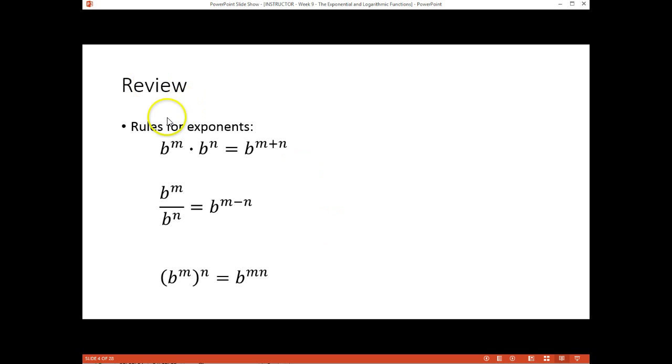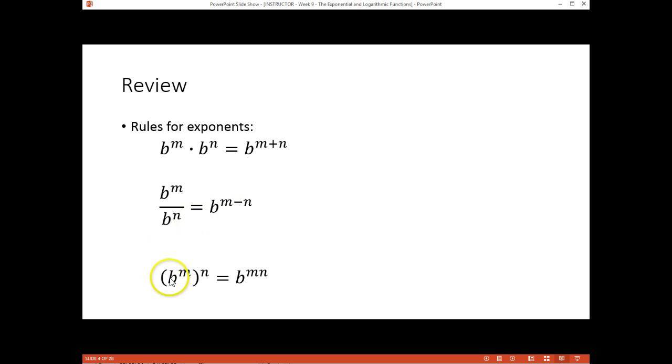Now, we do have properties of exponents, rules for exponents that you learned way back in algebra. We do know that if we have the same base and we multiply two numbers with the same base, we add the exponents, so b to the m times b to the n is b to the m plus n. Similarly, if we divide two numbers with the same base, b to the m divided by b to the n, we subtract the exponents. That equals b to the m minus n.